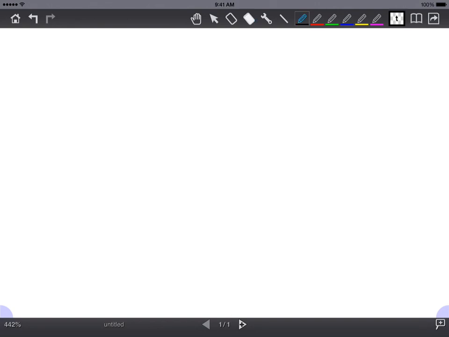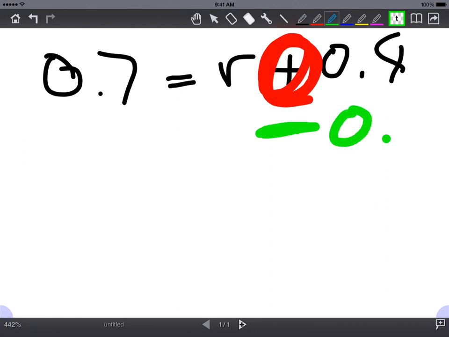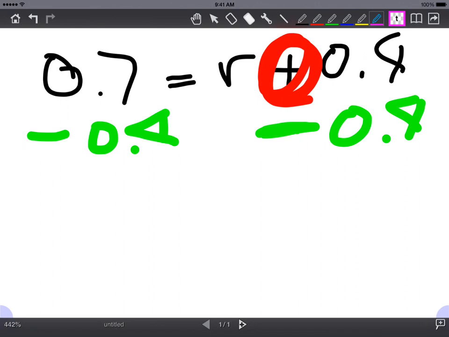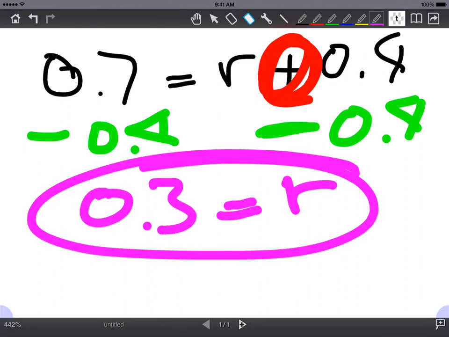Let's do another. 0.7 equals r plus 0.4. Now, we have this positive, so we have this addition sign. What's the opposite of addition? It's subtraction. So we need to subtract 0.4 on both sides, and we get 0.3 equals r. Okay.